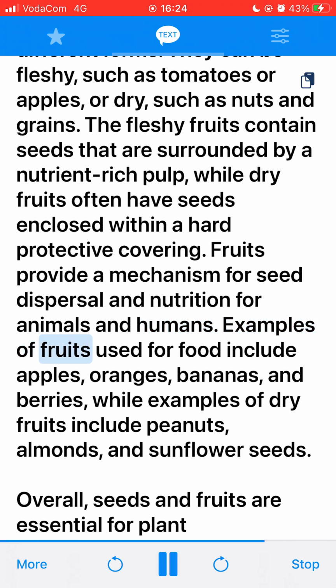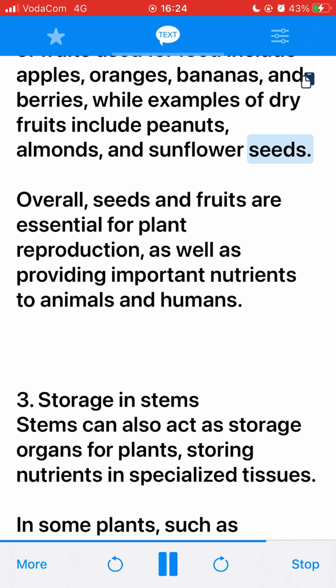Examples of fruits used for food include apples, oranges, bananas, and berries, while examples of dry fruits include peanuts, almonds, and sunflower seeds. Overall, seeds and fruits are essential for plant reproduction, as well as providing important nutrients to animals and humans. 3. Storage in stems.